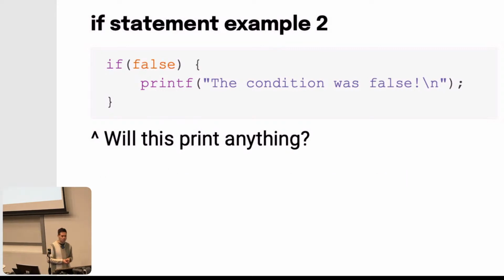Here's another example. Will this print anything? Okay, good. Why not? False is 0, 0 is false. Therefore, the block will not execute. All right, so those two were pretty easy. Ready for a harder one?